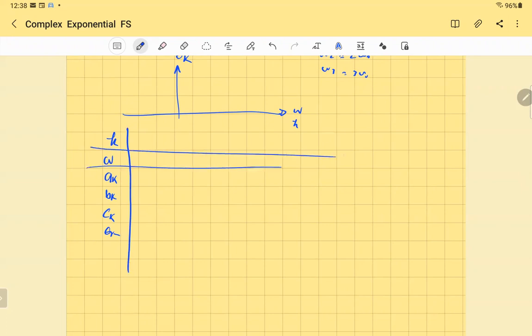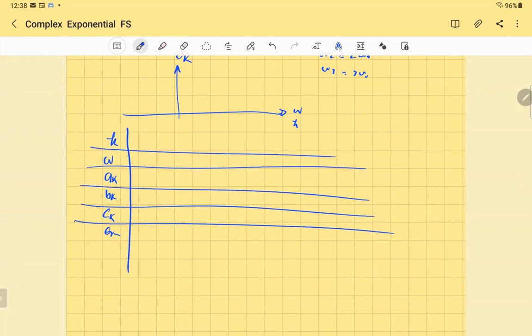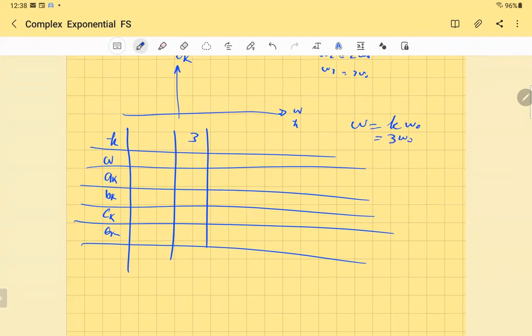Whatever the values you have, let's say for example you are working at k equal to 3. What's omega related to k? Omega is equal to k omega naught. If it's 3, you put 3 omega naught, whatever the value of omega naught, the fundamental component. Let's say omega naught is equal to pi, for example. So you have 3 pi.